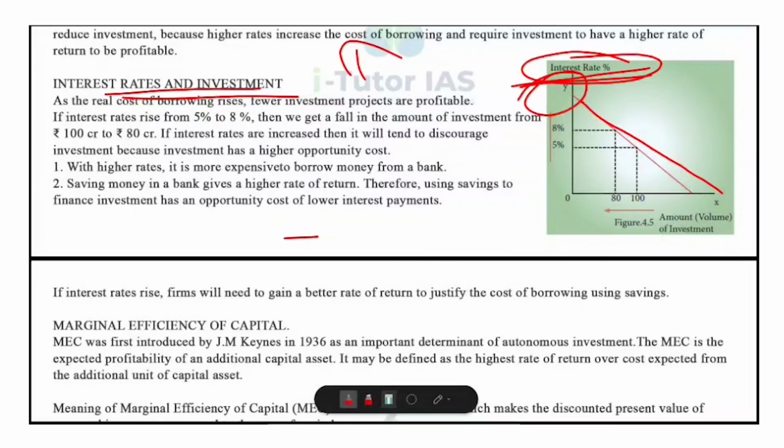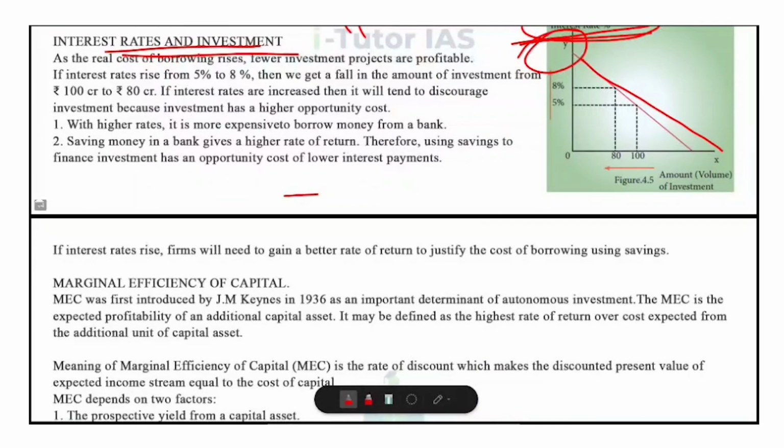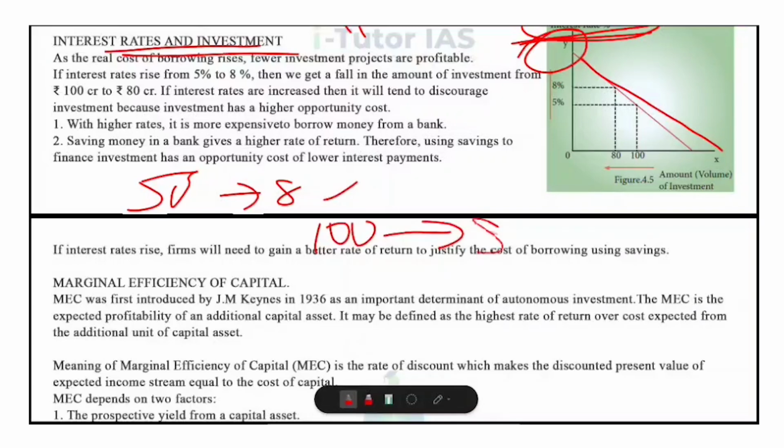Okay, so when the real cost of borrowing increases, that is, the interest rate rises, borrowing becomes expensive. So firms will invest less because only a few projects will now remain profitable. For example, if the interest rate increases from 5% to 8%, then investment may fall from 100 crore to 80 crore. That's because at 8% interest, many projects no longer give a high enough return to cover the cost of borrowing.